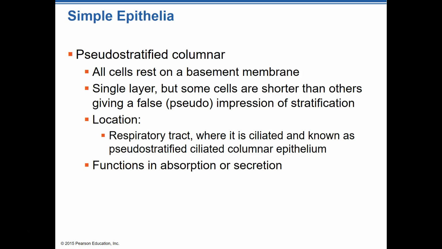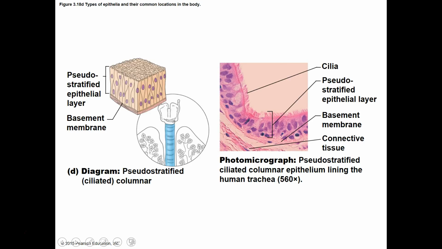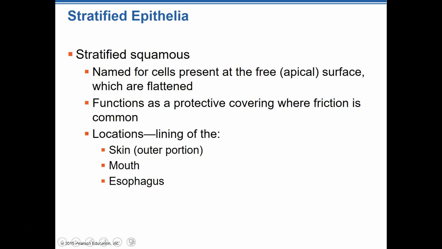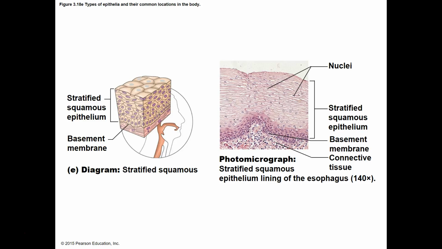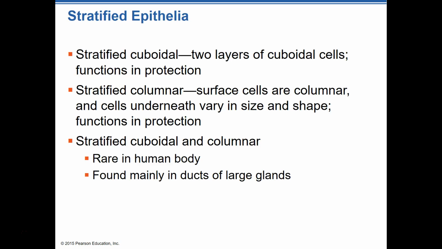And then there's another classification called pseudostratified, which we see in the respiratory tract. They have a single layer, but some cells are shorter than others, giving a false impression of it being stratified when it's really not. You can see where it gives the impression that it's stratified, but it's really not, because of the way that they're there. And then we have stratified squamous: the mouth, esophagus, on our skin. These are good for protective layers, and that is their purpose. So we can see that.